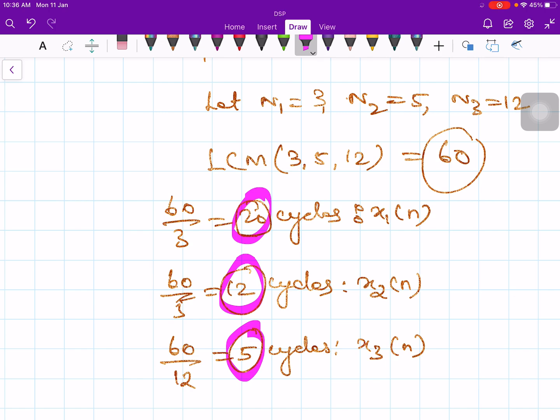If the periods are prime with respect to each other, it is simply the product of their respective periods. For example, if n1 is equal to 3 and n2 is equal to 5, then the period is simply 5 times 3, which is 15. But if they are not prime with respect to each other, then you have to take the LCM of these numbers to get the total period.